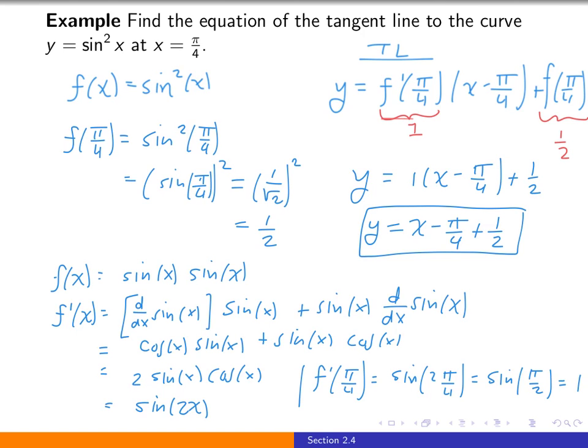So once again, an observation to make is before differentiating, it's oftentimes more efficient to rewrite the function algebraically. Here the observation is that sine squared is sine times sine, so that we can then apply the product rule.